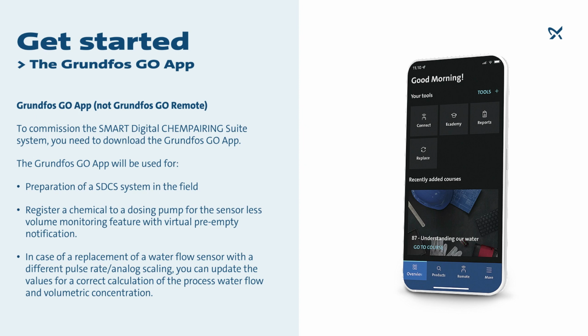The initial setup process of a new SDCS system, including sending the activation email to the administrator. Registering a chemical for the sensorless volume monitoring feature with alarm notification at a freely definable remaining volume in the chemical container. Updating the water meter or flow turbine pulse rate in case of replacing a water meter, ensuring accurate calculation of the process liquid volume and actual volumetric concentration.